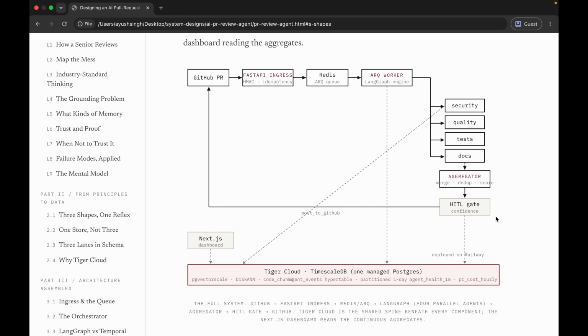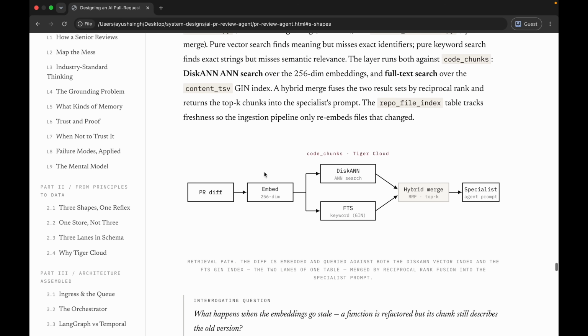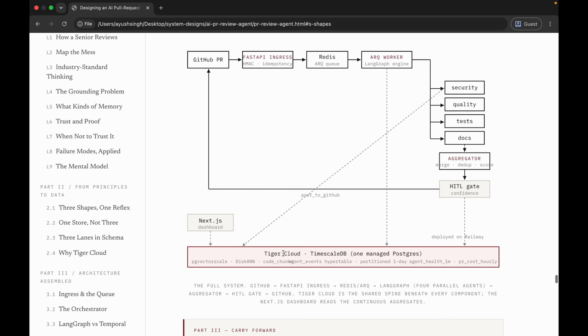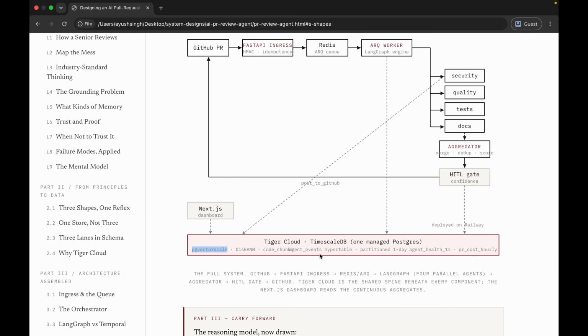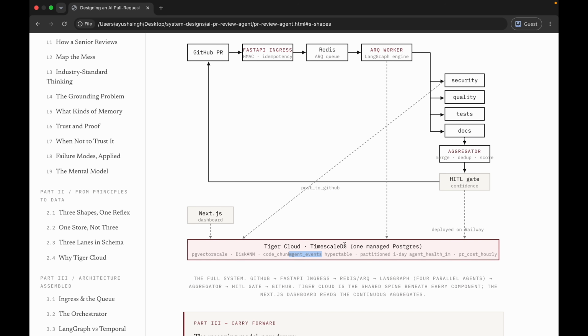And please understand, it is going to be deployed. We are deploying on Railway in general. So your Tiger Cloud and TimescaleDB is one managed Postgres, which means you're going to retrieve whenever needed, because we need to set the retrieval design, right? If the security agent needs the code differences, we're going to use the PR difference, embed it, do the basic ANN search and keywords, merge it, and then fan out to the specialists. Similarly, we're going to use pgvectorscale. This events hypertable will be used by our observability dashboard so that we can observe it.